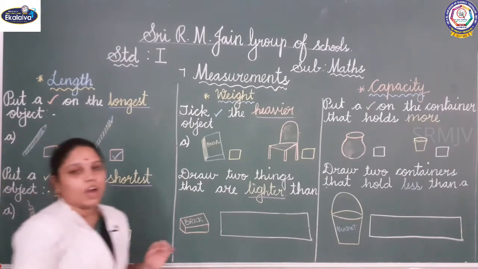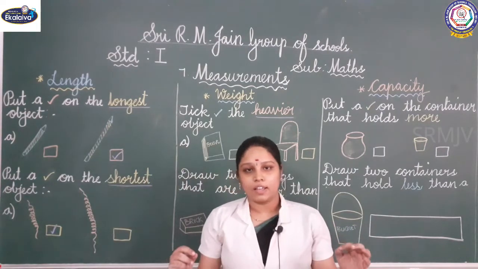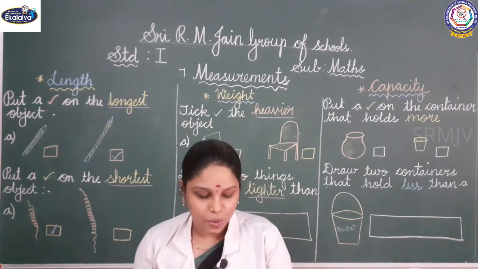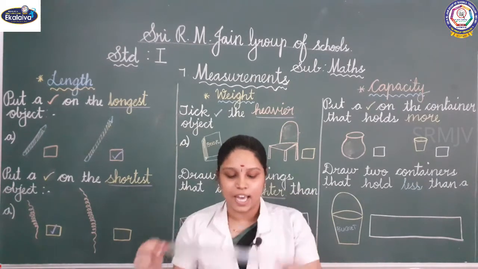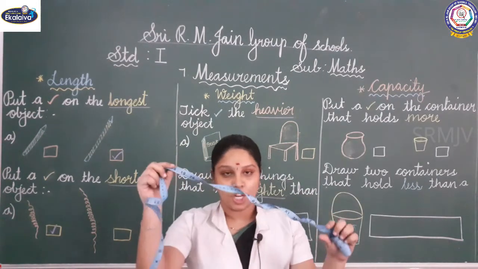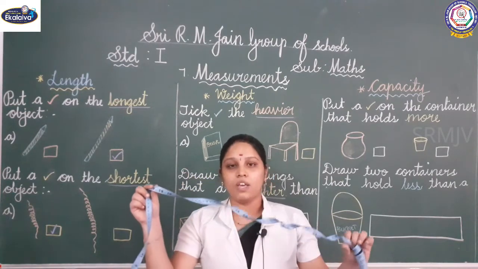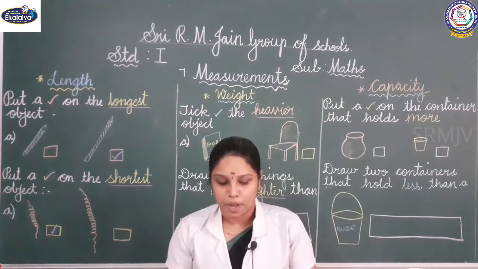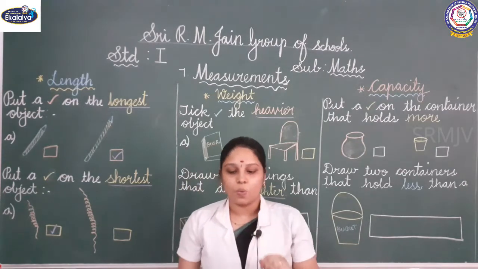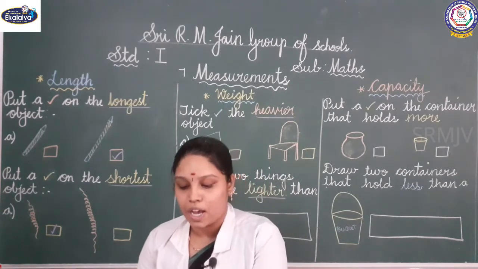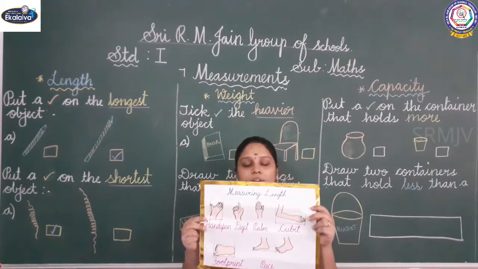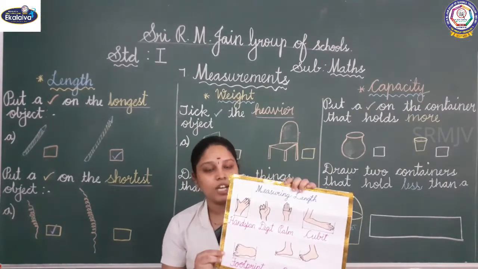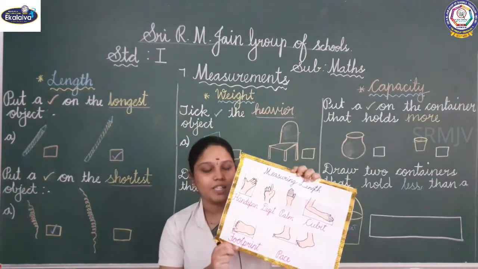Then how are we measuring the length? By using the scale. We are measuring the length by using the scale and by the inch tape. We can measure the objects by using the inch tape. Okay, not only these two things, we can measure things by our body parts also. See the picture? We can measure the objects with the body parts also.